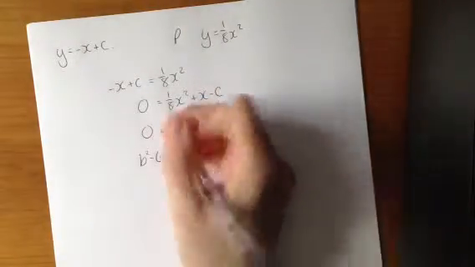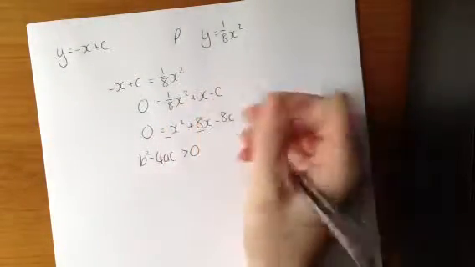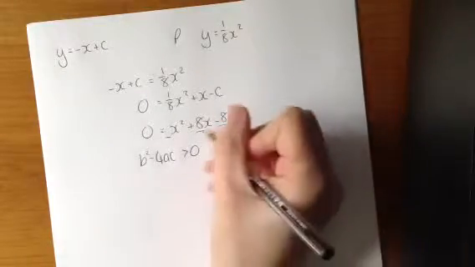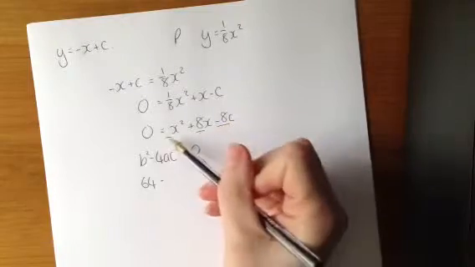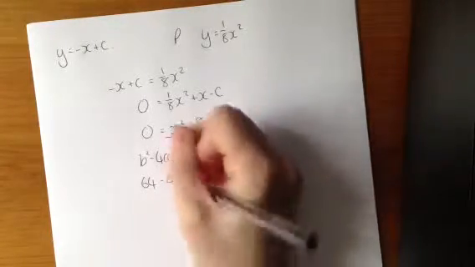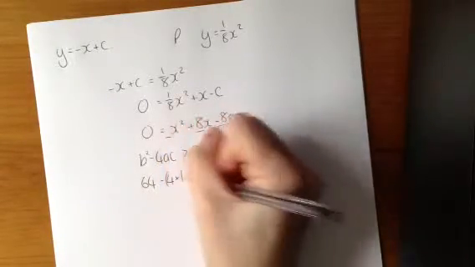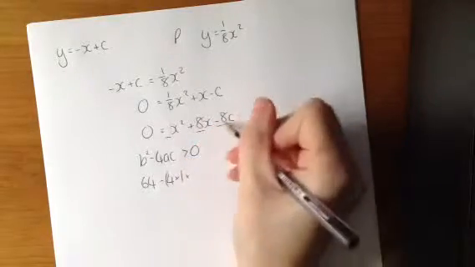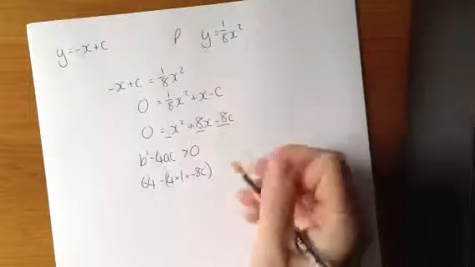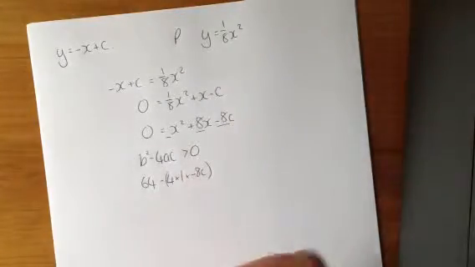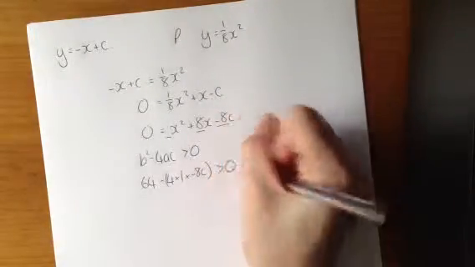So we're going to fill in: a is 1, b is 8, c is -8c. So b squared, we've got 64 minus 4 lots of 1 times -8c, because that's our c value over here. It's confusing slightly because they've used a c and we're working in c's, but we'll get there.